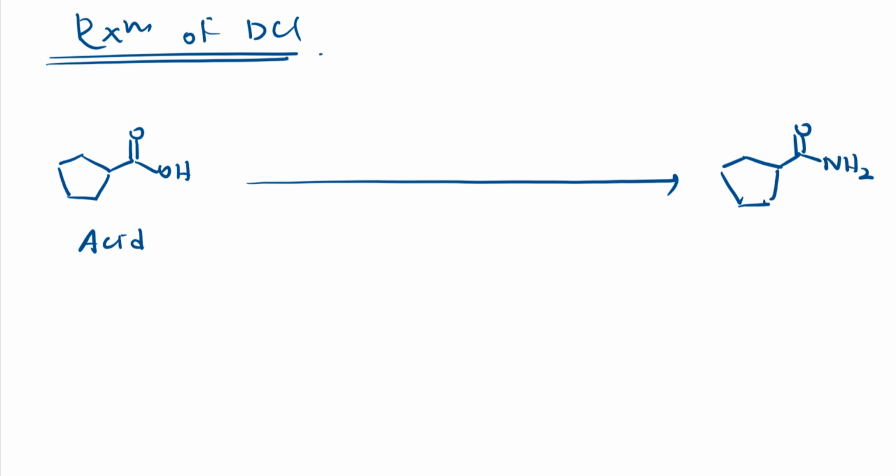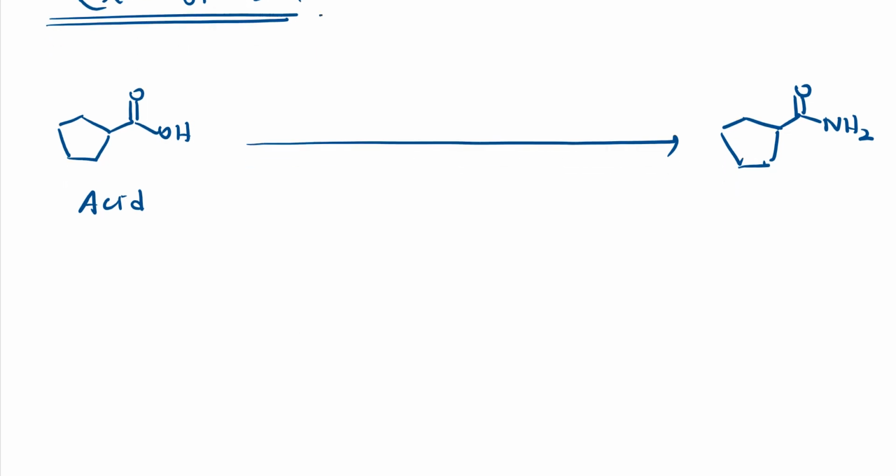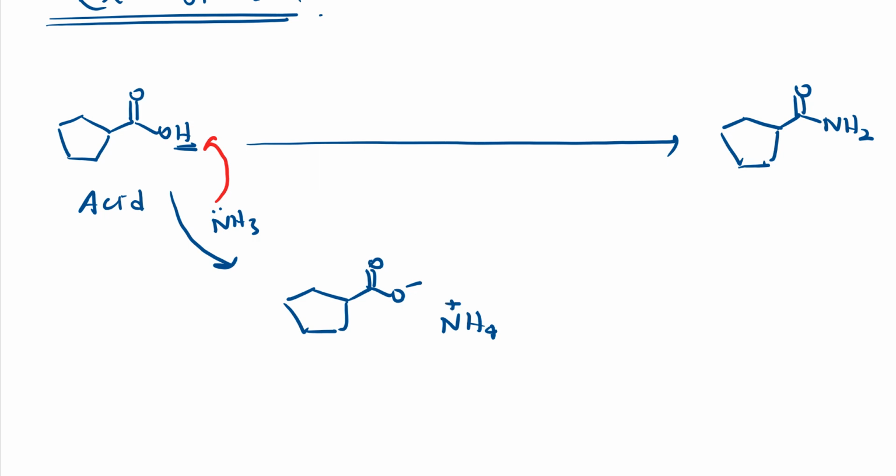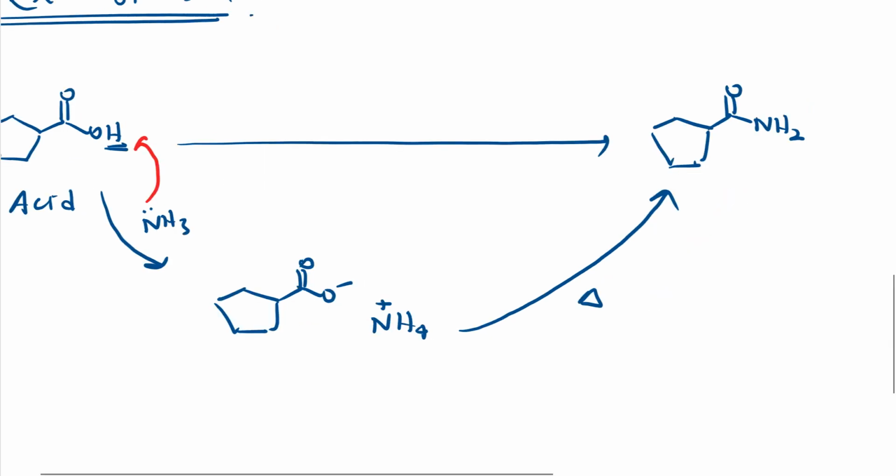How do we convert this? There are so many methods, but I will tell you the drawbacks. To this, if I add ammonia, this is nothing but my carboxylic acid. Why do we call it an acid? Because it has the ability to give H plus. This amine is a base, so it will take it and form a salt like this, COO minus and NH4 plus. I didn't get any amide. So what we can do: if we heat this, we get the amide.